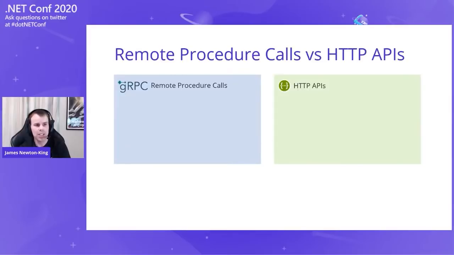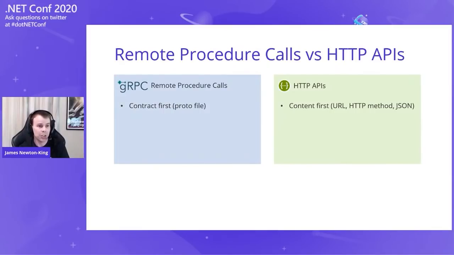So how does gRPC compare with RESTful HTTP APIs that I think most developers are pretty familiar with? The first big difference is gRPC is an opinionated contract-first RPC framework. That contract is defined in a protofile. That protofile is really the heart of gRPC. It defines your APIs and the messages that you're going to send.